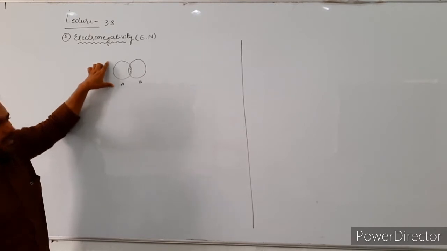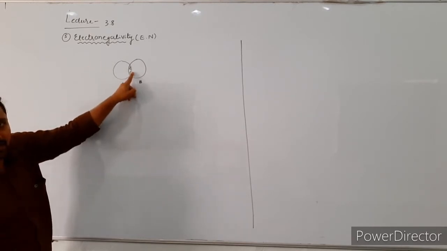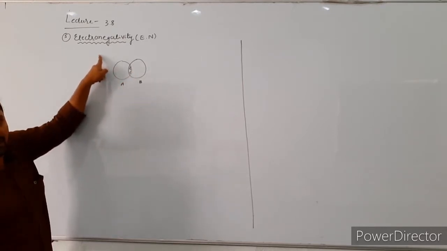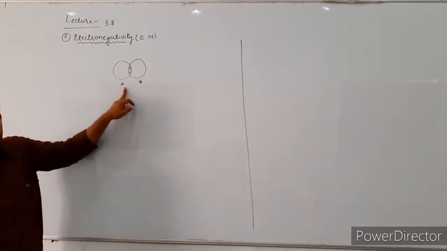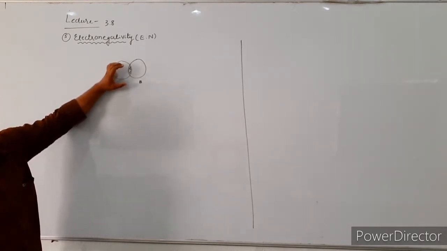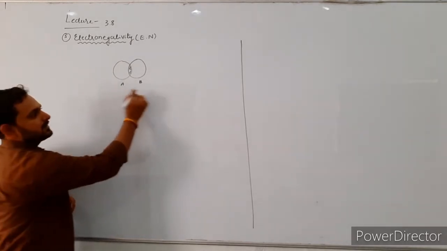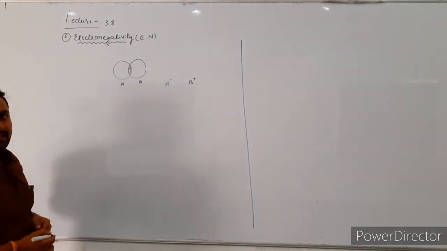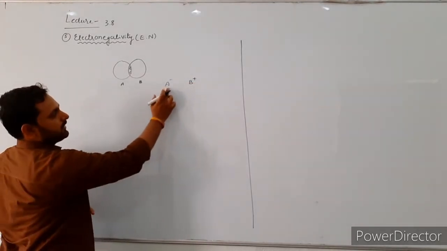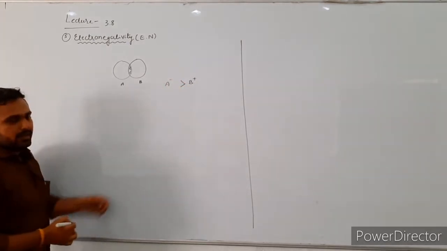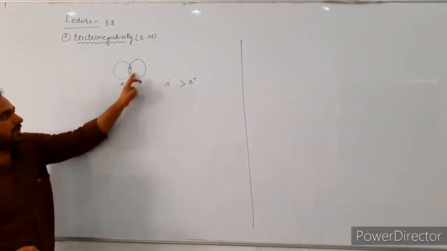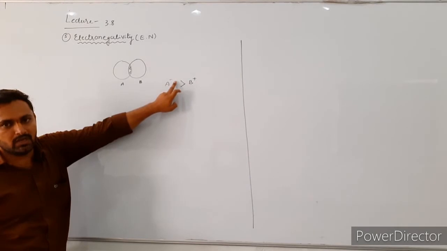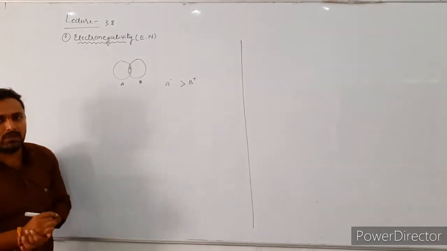In this molecule, the tendency to attract these shared pair electrons by an atom is called electronegativity. Suppose A atom attracts shared electrons towards itself, then A atom gets negative charge, B atom gets positive charge. In this case, we can say that the electronegativity of A is greater than B. That's why A atom attracted shared pair electrons towards itself, and A atom got negative charge, B atom got positive charge.